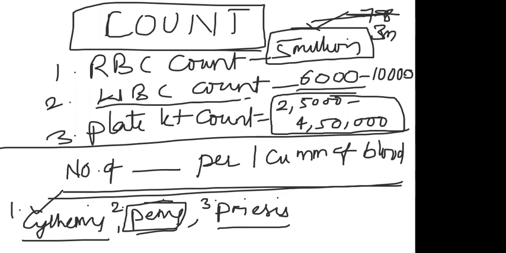Normal count is 6,000 to 10,000, isn't it? Imagine there are about 11,000 present, what do you say? That is leukocythemia. If platelet count drops to 1 lakh, what do you say? Thrombocytopenia. Seems like a lot of definitions, but there is nothing to it. Just remember these issues. Cythemia, increase in the number. Penia, decrease in the number. Poiesis, production.